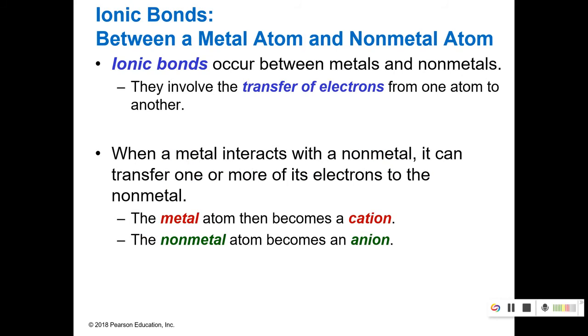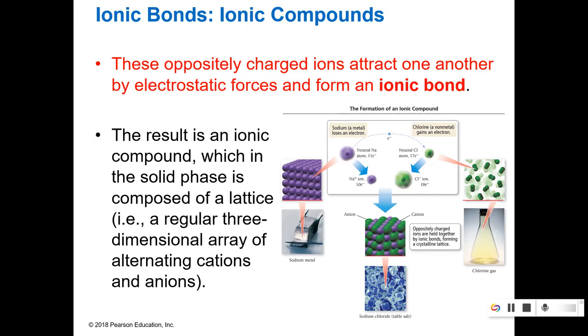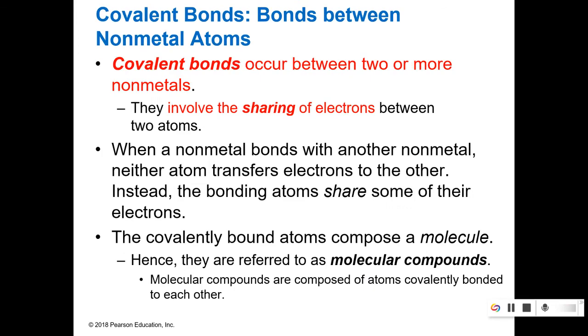So ionic bonds, again, are between metals and nonmetals, and they involve transfer of electrons. So the electrons are moving from one atom to another one. In an ionic compound, the metal will always be the cation and the nonmetal will always be the anion. But together, the compound is neutral. The reason we've got that cation and anion is because they're attracted to each other through those electrostatic forces, because they're opposite charge, because opposites attract.